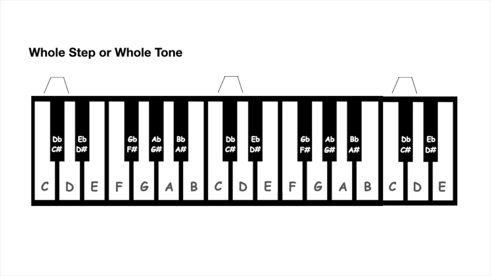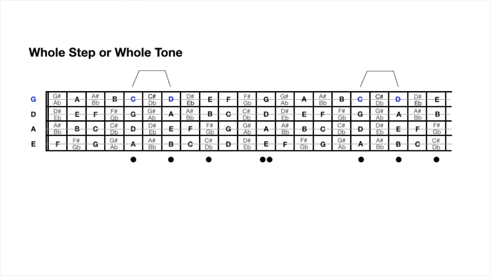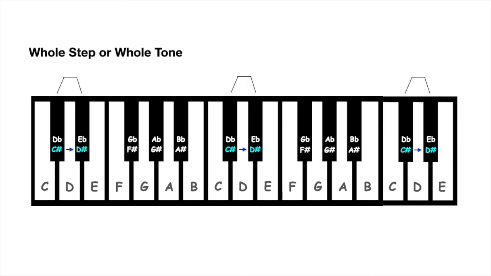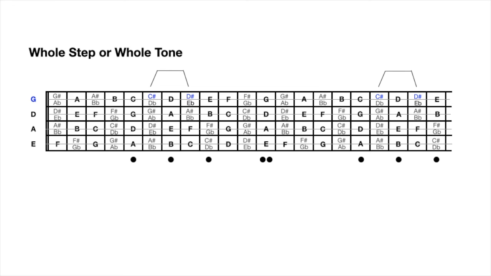Two half steps make a whole step or whole tone. In this example, C to D is a whole step or whole tone. On the bass, you can see that when you go from C to D, you go up two frets. Similarly, C sharp to D sharp is a whole step or whole tone. C sharp to D sharp on the bass, a whole tone going up two frets.